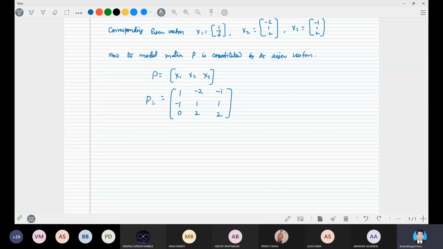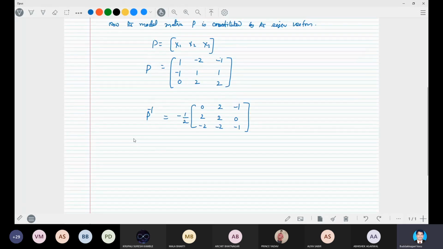Matrix P. Now, find out its P inverse. P inverse is equal to, you know that, 1 by det A into adjoint A, that is 0, 2, minus 1, 2, 2, 0, minus 2, minus 2, minus 1. You can get this P inverse.